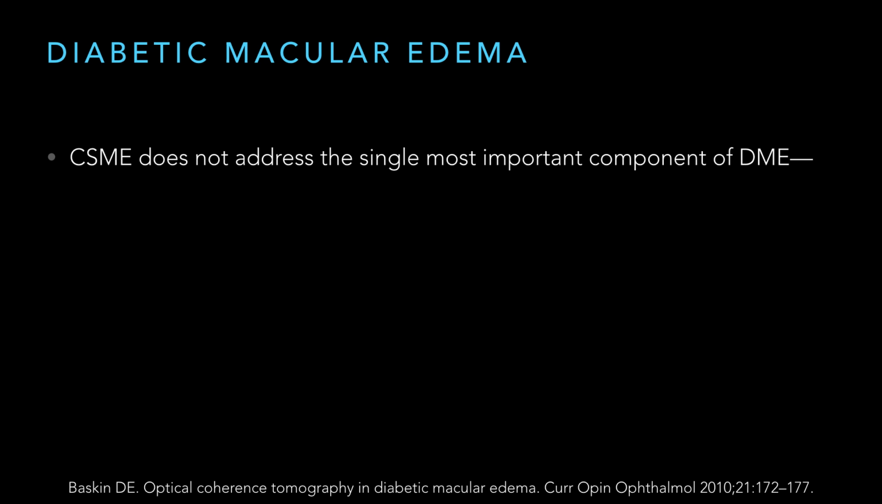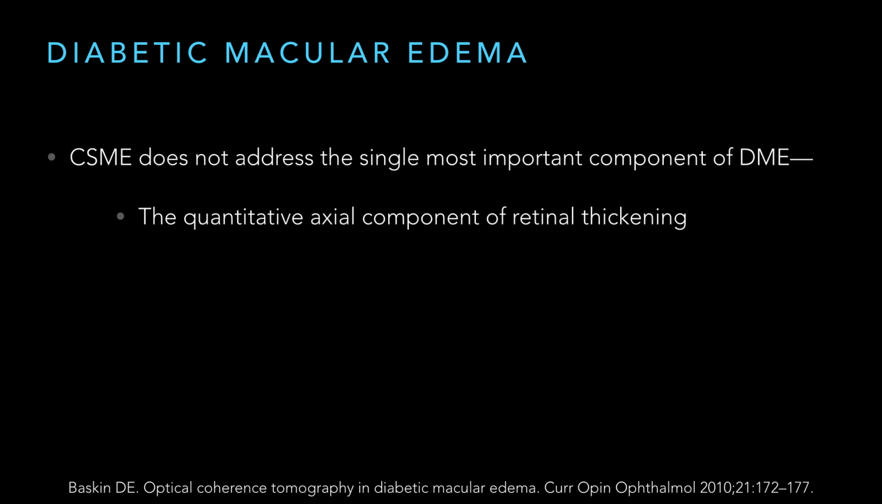Intraretinal fluid. Kind of quantitative retinal thickening, axial retinal thickening. So it doesn't really look at that at all. Like you could have 1,000 microns or just 50 microns, assuming you could actually capture that biomicroscopically. But it doesn't factor into the equation at all. It's either thickening or no thickening, right?